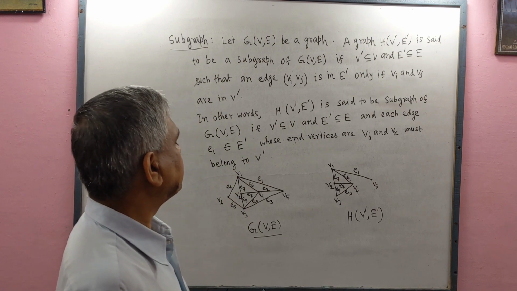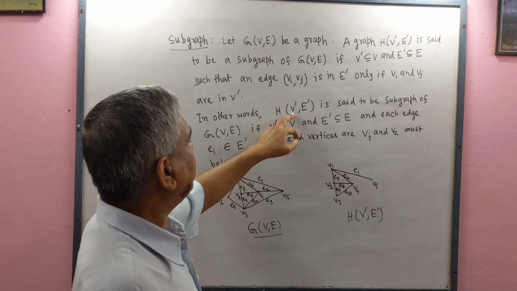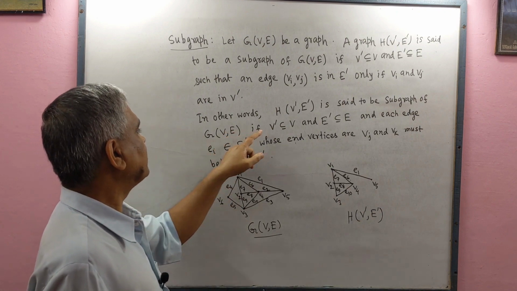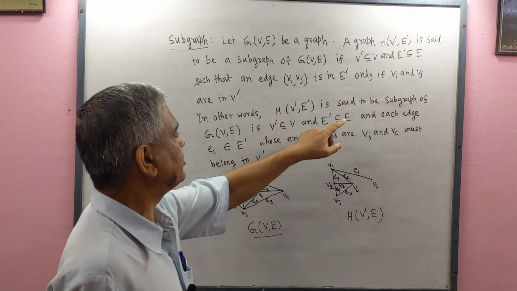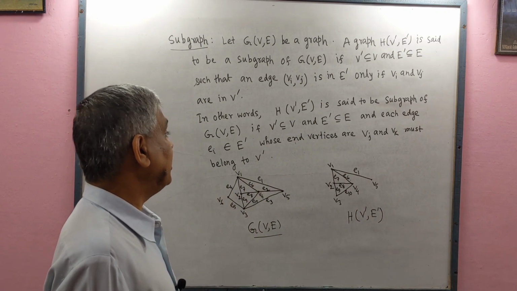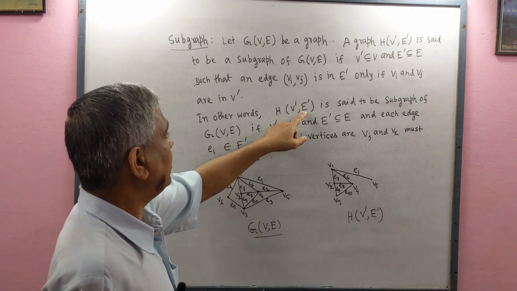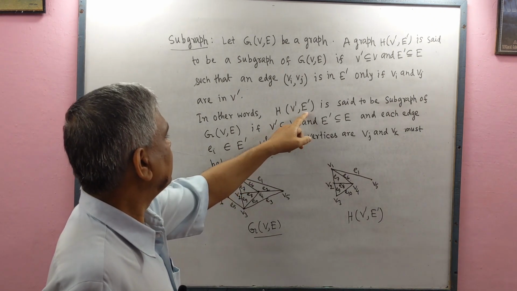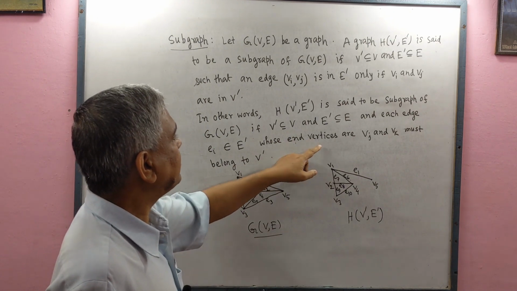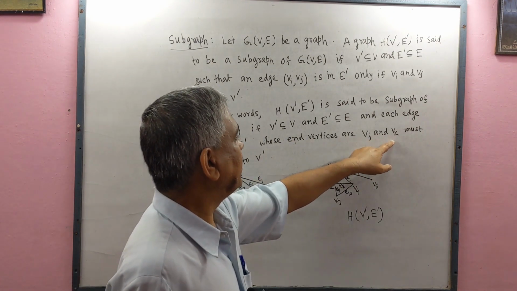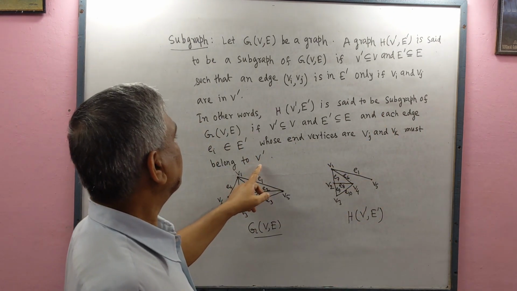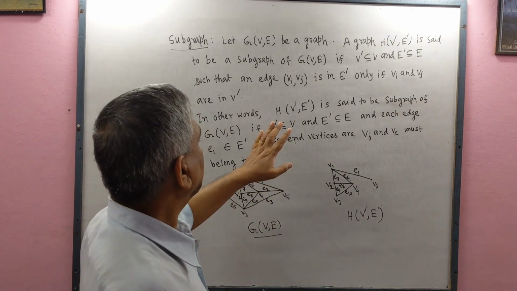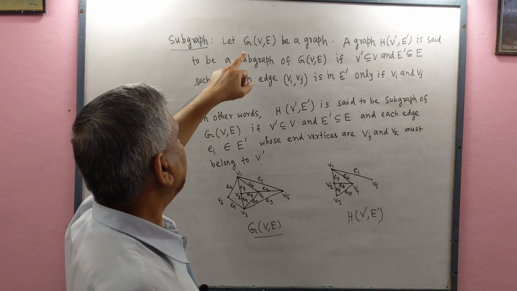In other words, H(V', E') is said to be a subgraph of G(V, E) if V' is a subset of V and E' is a subset of E, and each edge Ei in E' whose end vertices are Vj and Vk must belong to V'. Then H(V', E') is said to be a subgraph of G(V, E).